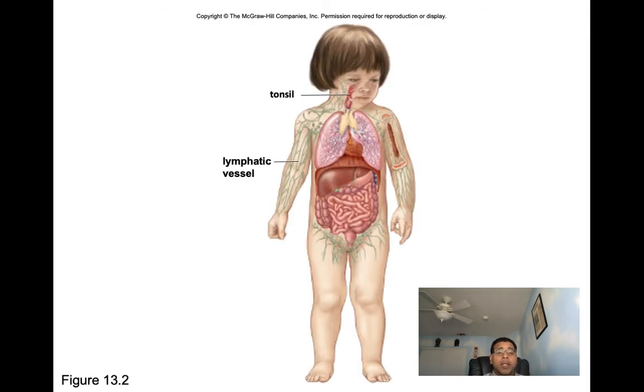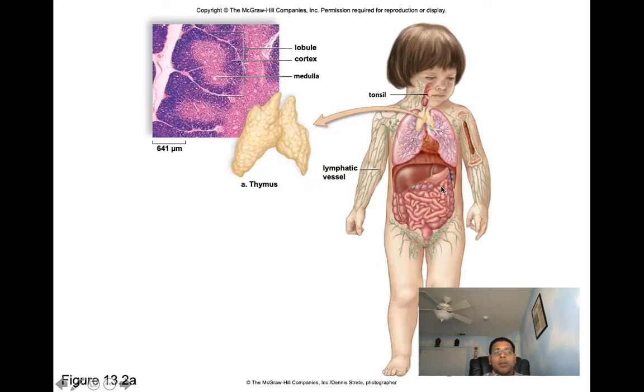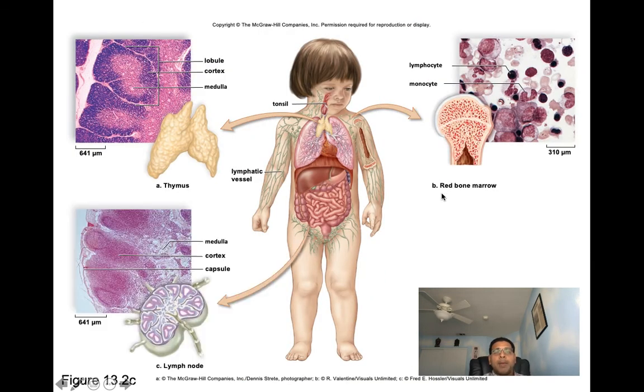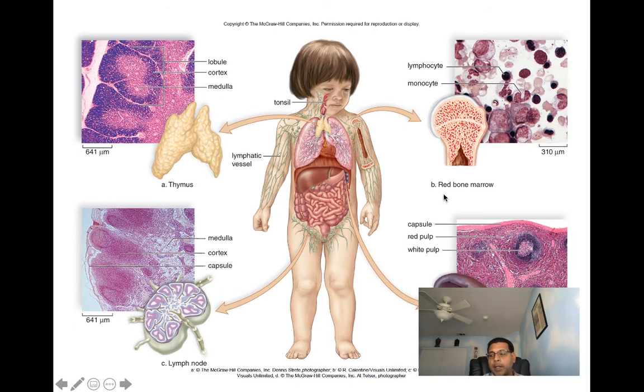Let's talk then in greater detail about our primary lymphoid organs. So again, red bone marrow, we can see inside of the bone, and the thymus is what we're talking about when we're talking primary lymphoid organs. And then secondary, we said, we've got our lymph nodes, and we've got our spleen, which we can find here in the abdominal cavity. So let's go through and let's talk about our primary lymphoid organs then in greater detail.